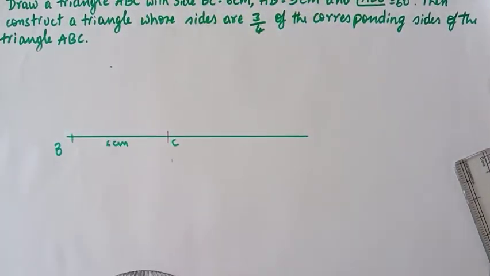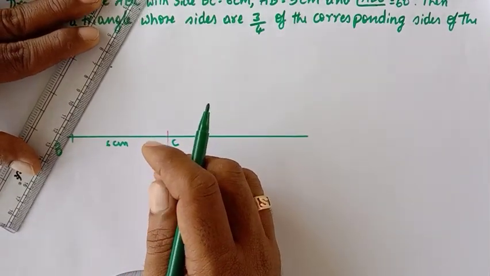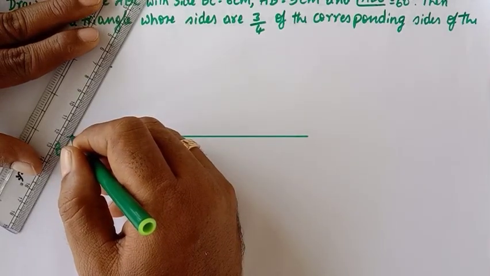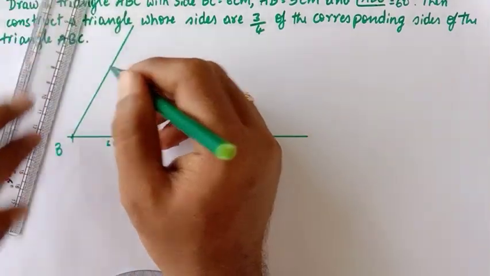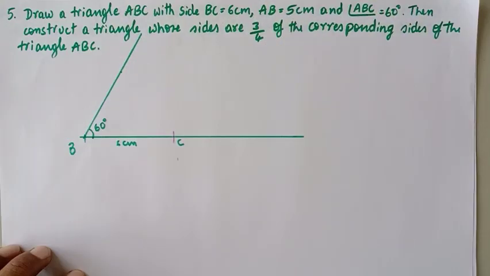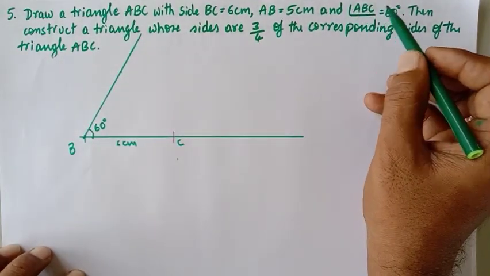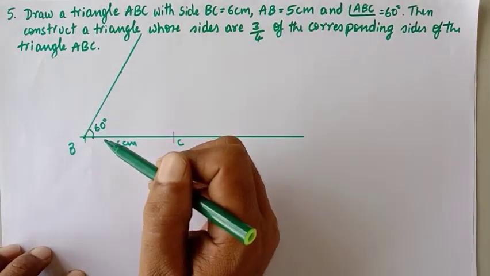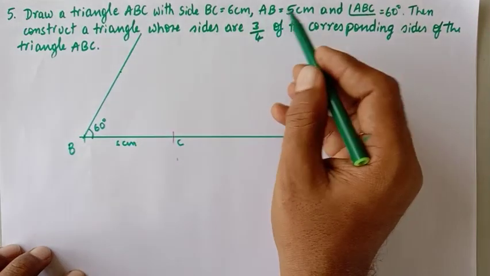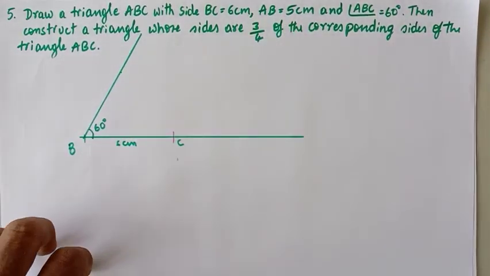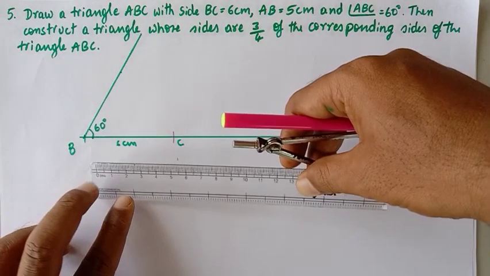And I will draw a straight line passing through these 2 points, B and this point. This is 60 degrees. Somewhere here A is there, as angle ABC is equal to 60 degrees. Somewhere here A is there. And then AB is 5 cm.